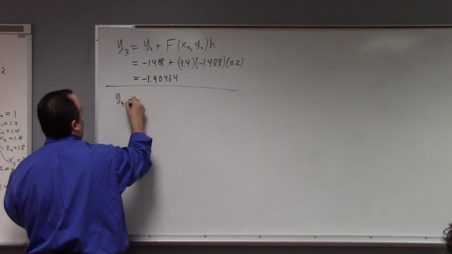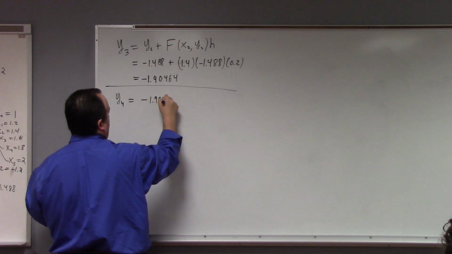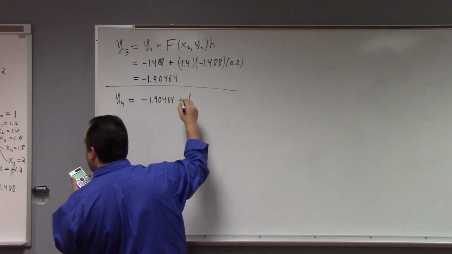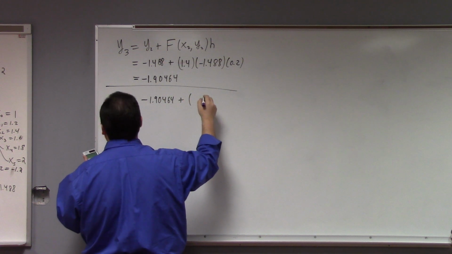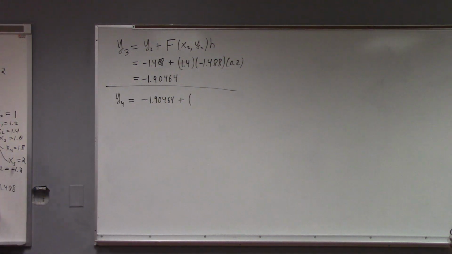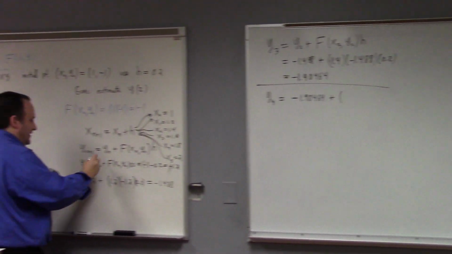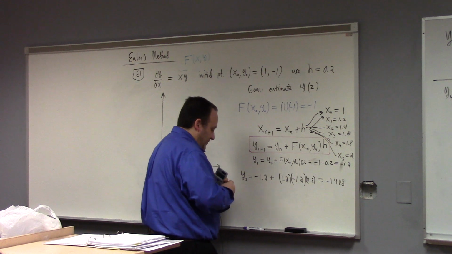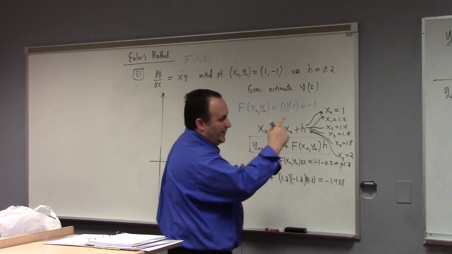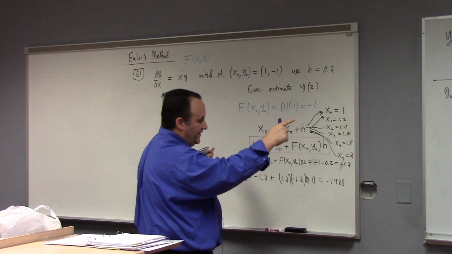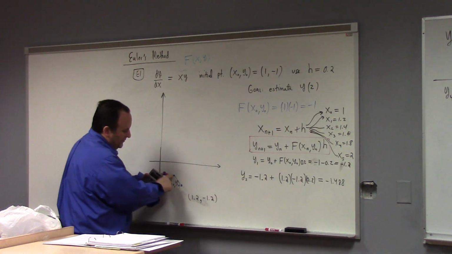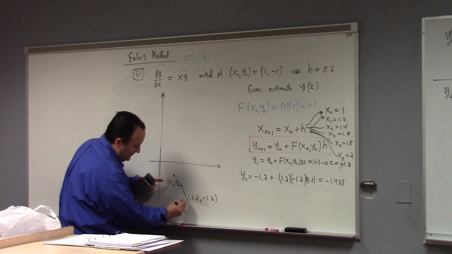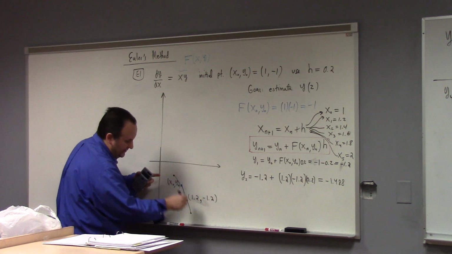So y4 is minus 1.90464 plus, what's my x? It was my x3. Notice that the algorithm links n plus 1 to n. So when you're calculating the n plus 1th one, you've got to use the nth data point. So I'm on y4. That means I need to use x3 and y3 to figure out the slope, because the slope of your approximation is always governed by the previous one, right? So this is kind of doing something like this. Anyway.